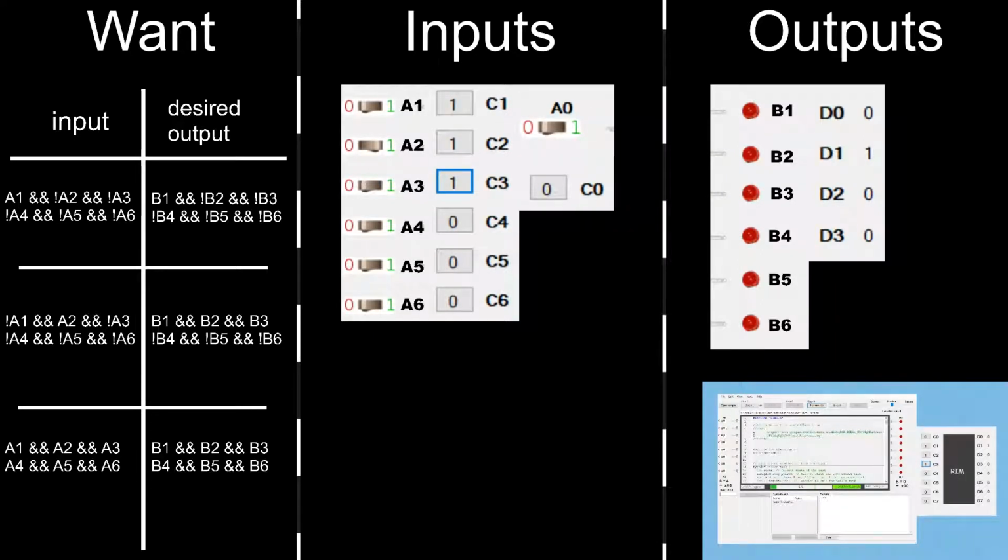For the third pair, we turn on A1 to A6. Then we turn on C1 to C6. Once again, we toggle A0 to capture the behavior.